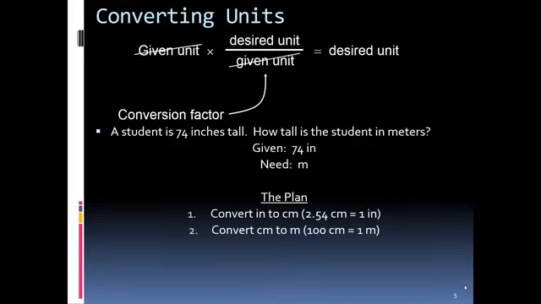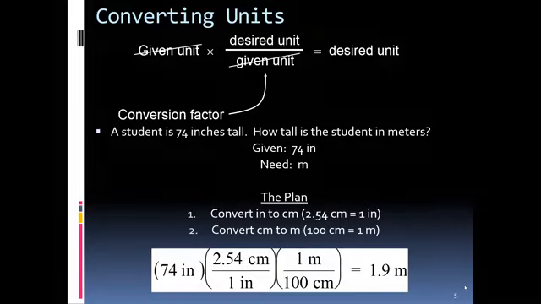Second thing I do is develop a plan. In this case, my plan involves two steps. I'm going to convert inches to centimeters, and I'm going to convert centimeters then to meters. You'll notice that in each case, I have listed the equality between the two quantities in the steps for my plan. For step 1, I have noted that there are 2.54 centimeters in 1 inch. And for step 2, I have noted that there are 100 centimeters in 1 meter. Now I'm ready to carry out my calculation. My calculation begins with 74 inches.